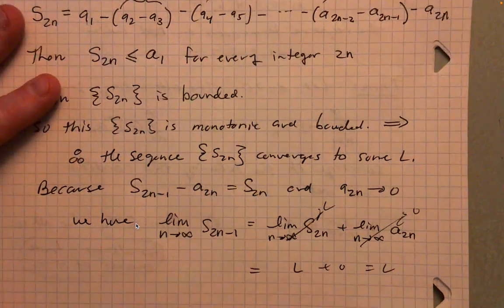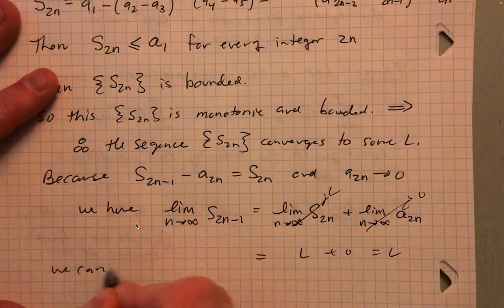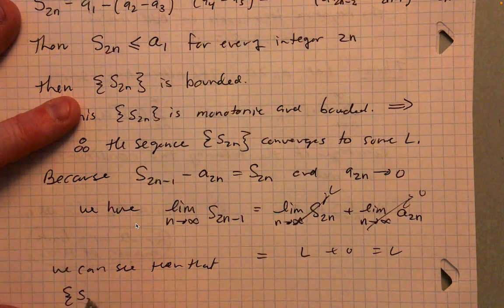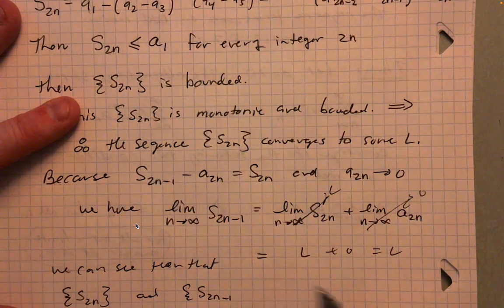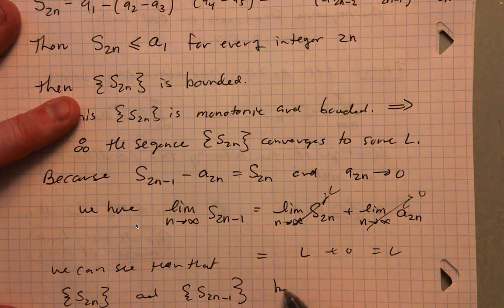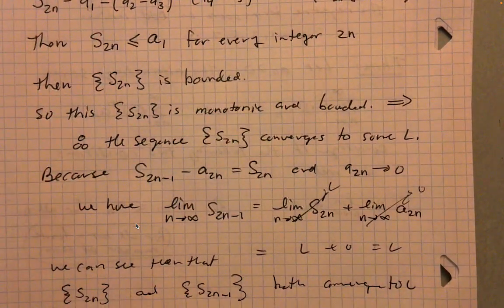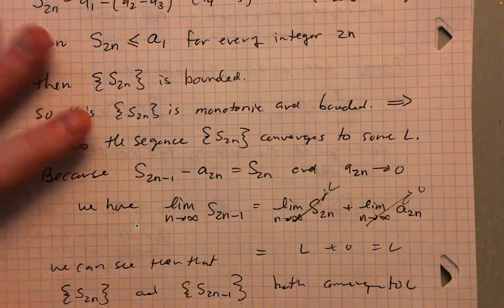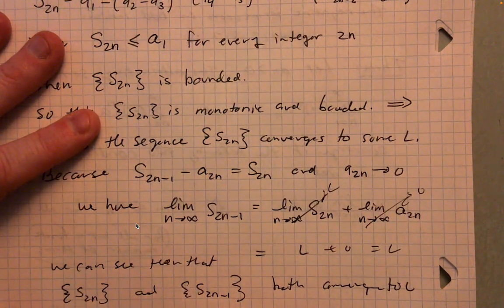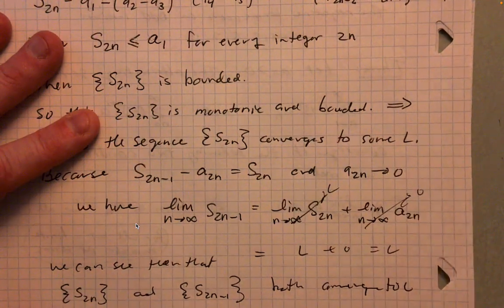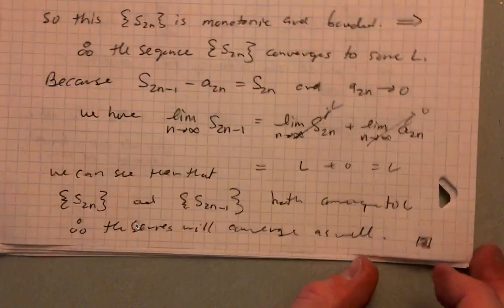And so we can see then that S of 2n and S of 2n minus 1 both converge to L, and so it follows that the series will converge to L. So that's the proof.